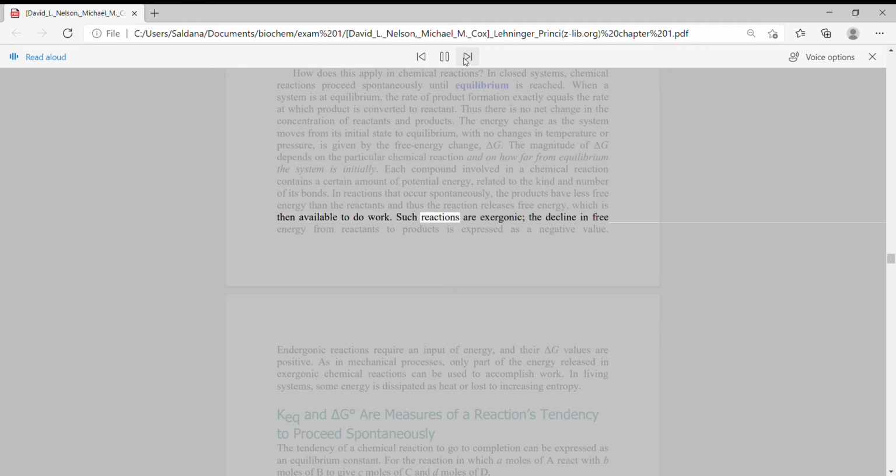Such reactions are exergonic; the decline in free energy from reactants to products is expressed as a negative value. Endergonic reactions require an input of energy, and their delta G values are positive. As in mechanical processes, only part of the energy released in exergonic chemical reactions can be used to accomplish work. In living systems, some energy is dissipated as heat or lost to increasing entropy.